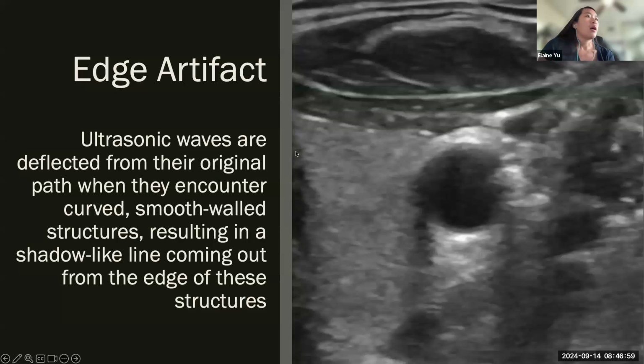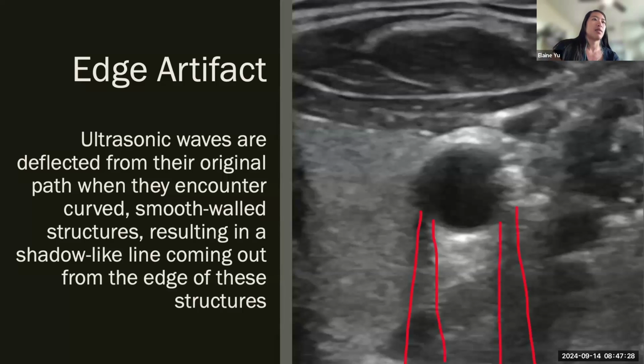All right. Edge artifact is a fun one. This one happens when your ultrasound waves are refracted off a smooth or curved structure. So you're not able to make that perfect bouncing off of a more straight or flat structure. It's as your ultrasound waves are hitting the edge of that curve, and it causes a shadow-like line that comes out off of the edge of these structures.